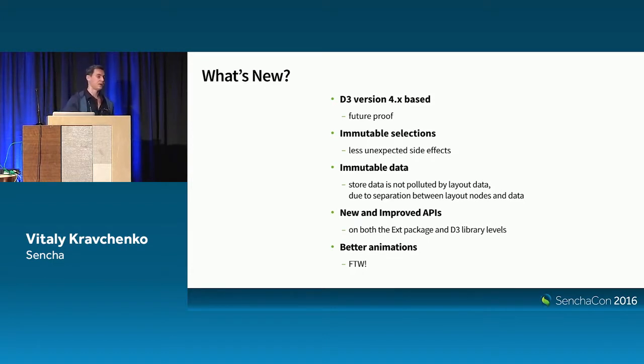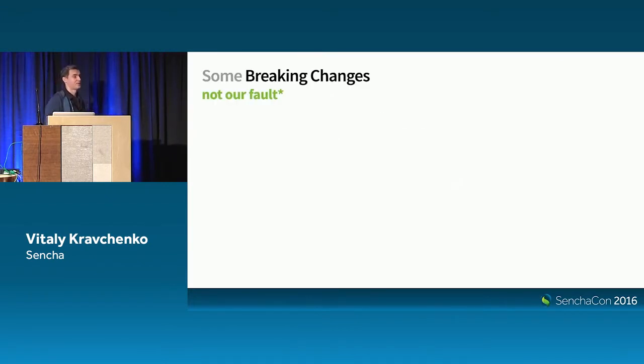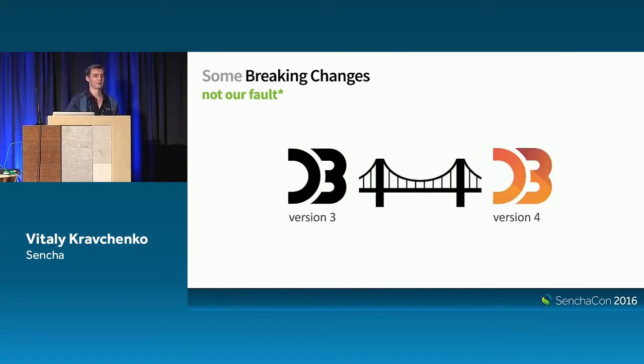There are new and improved APIs in both our D3 package and in the D3 library itself. And of course, we now have nice default animations for all D3 components. With that said, there are some breaking changes, and it's mostly not our fault. It mostly has to do with the fact that D3's transition to version 4 is not exactly smooth. So let me give you a quick example.